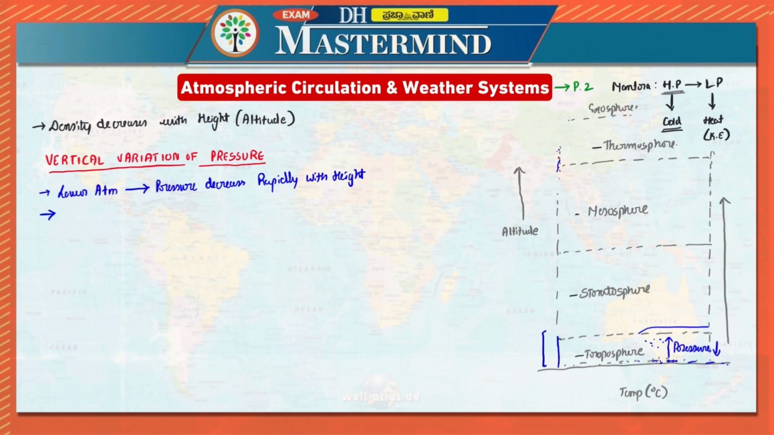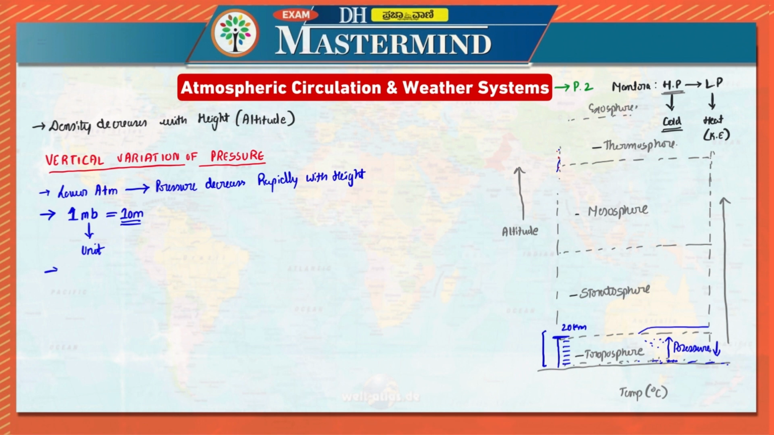Now how much does it decrease? The decrease is about 1 millibar for each 10 meters. If you are looking till here, let us say this is at 20 kilometers, just an example. For every 10 meters there is a 1 millibar reduction in pressure. In the previous part we have seen that atmospheric pressure is measured in the unit of millibar. So for every 10 meters, there is a decrease of 1 millibar of atmospheric pressure.